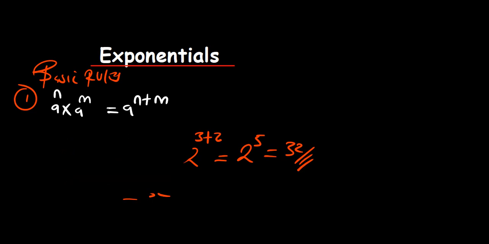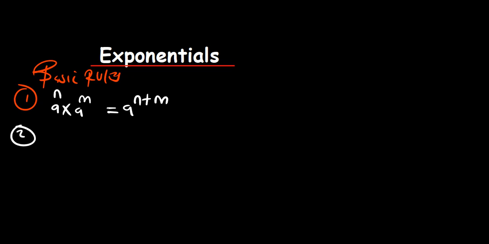Now that we've talked about that, what is another rule? Another rule is, what if you are dividing? If I've got a to the power n divided by a to the power m, this is the quotient rule. According to the quotient rule, you're going to get the base because it is the same, and I'm going to now subtract the powers. Okay, so this now will be equal to a to the power n minus m.